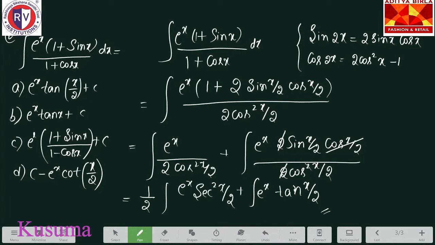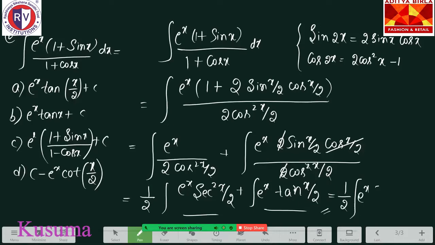Have people understood till here? See here, in both the terms we have e to the power of x as a common term. So can we write this as 1 by 2 into integration of e to the power of x into secant square x by 2 plus tan x by 2? We can write it like this, right? So everywhere add dx. We can write it like this, no?